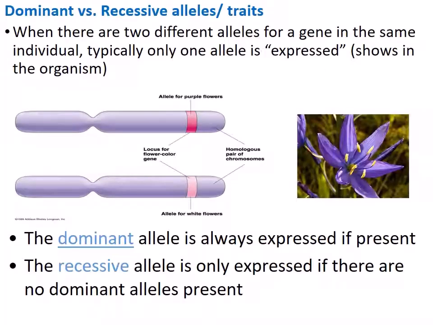When we talk about dominant or recessive alleles or traits, when there are 2 different alleles for a gene in the same individual, typically only one allele is expressed or shown in the organism. The dominant allele is always expressed if it's present, and a recessive allele is only expressed if there are no dominant alleles present. In our flower color example, the allele for purple flowers is dominant over the allele for white flowers, so we get a plant with purple flowers. In order to get a plant with white flowers, we'd have to have 2 copies of the allele for white flowers.